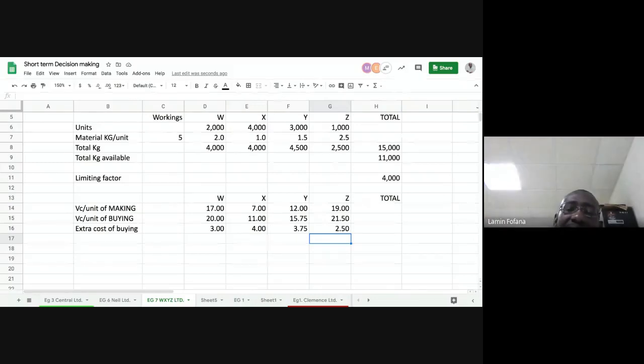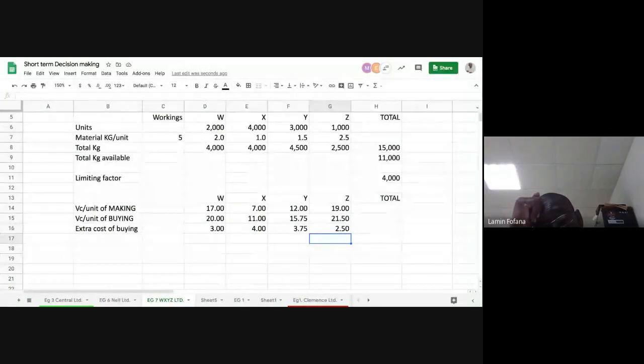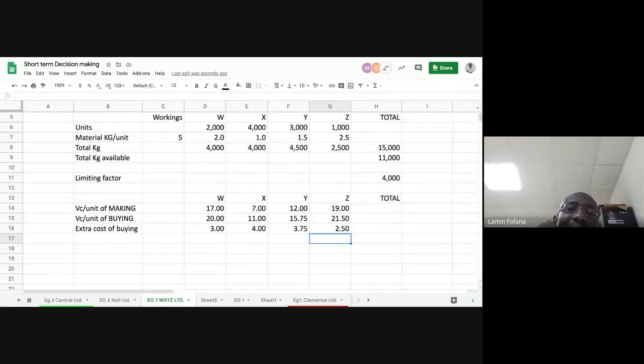So now, this is not what we use to take decision when it comes to optimal production planning. Okay, this is not what we use. But what we use is the extra cost of buying as a result of the limiting factor. And the limiting factor is the material. So what we use is the extra cost of buying per kilogram of material. Okay, just like we have done in our previous example, the contribution per scarce resource. Same thing here. Is that clear?